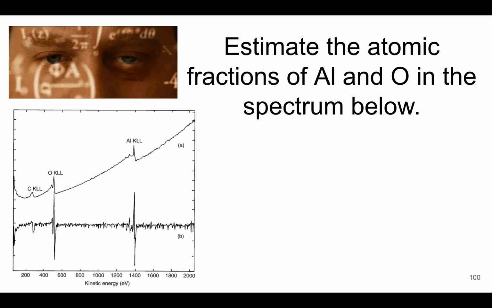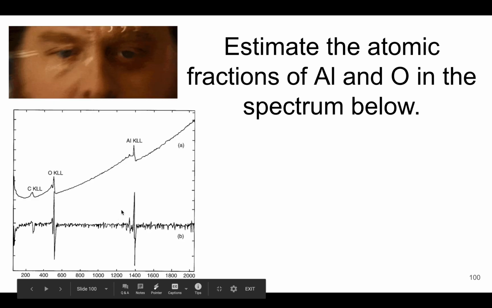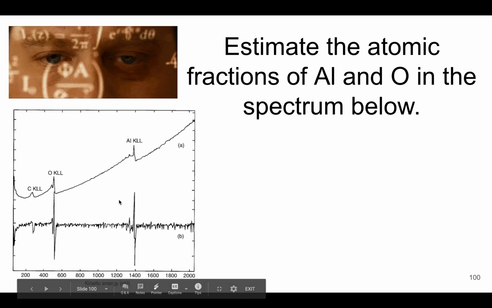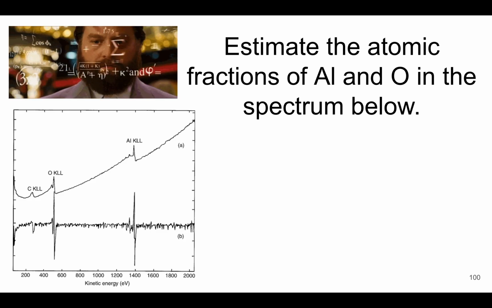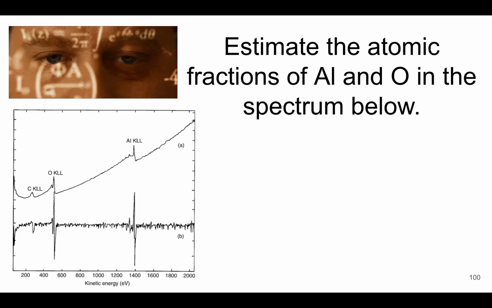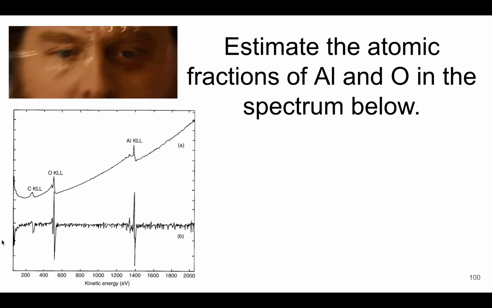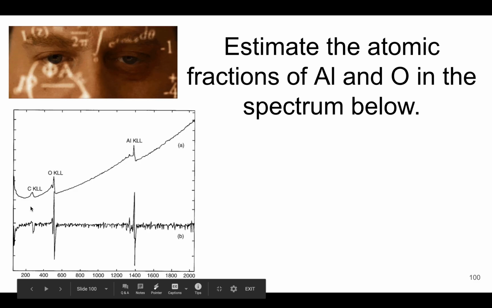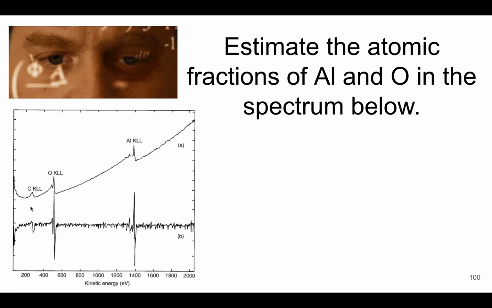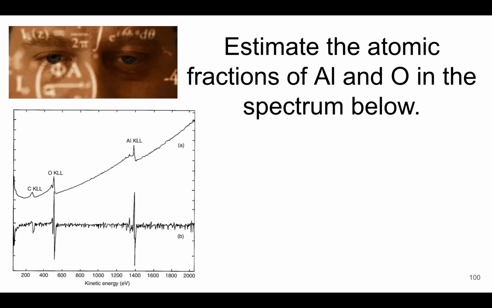Okay, so here I've given you a pattern. I'm not going to tell you which one it is. Hopefully you can figure out XPS or AES based on what you're seeing there. And see if you can estimate the atomic fractions of aluminum and oxygen in the spectrum. So you can kind of ignore the carbon that we see here. So just aluminum and oxygen. See if you can estimate based on the information given and the sensitivity factors.